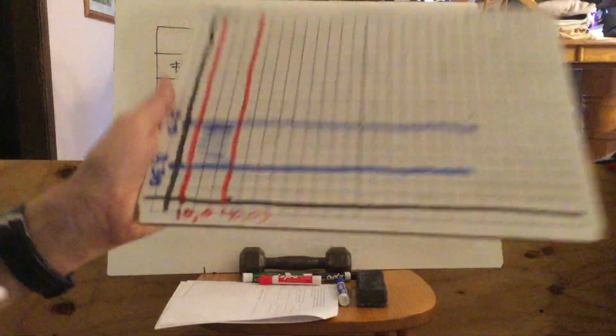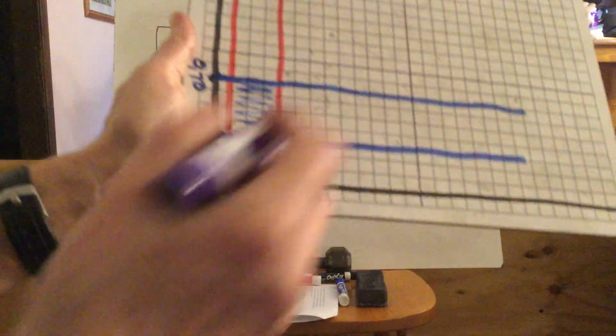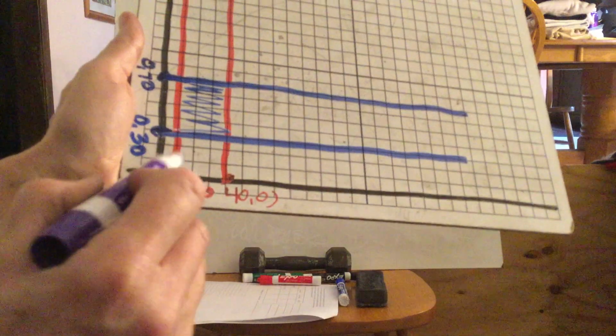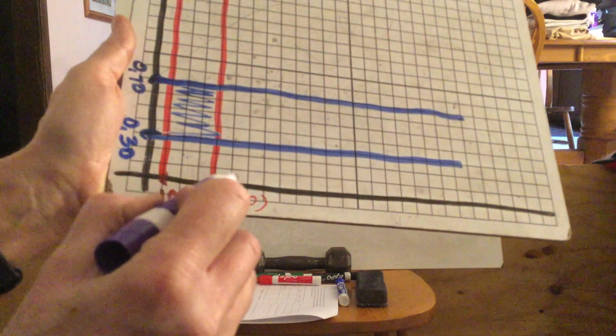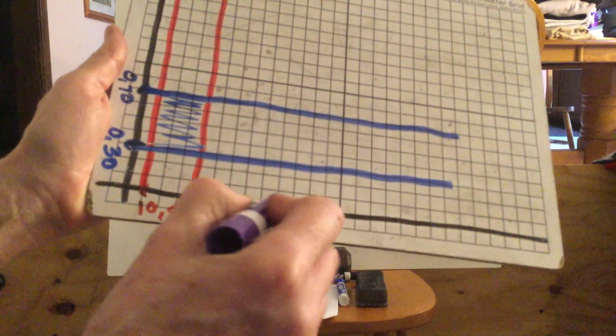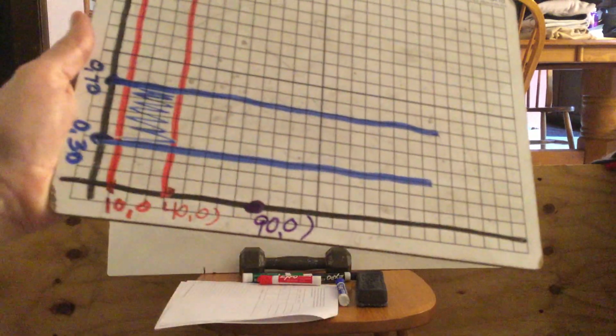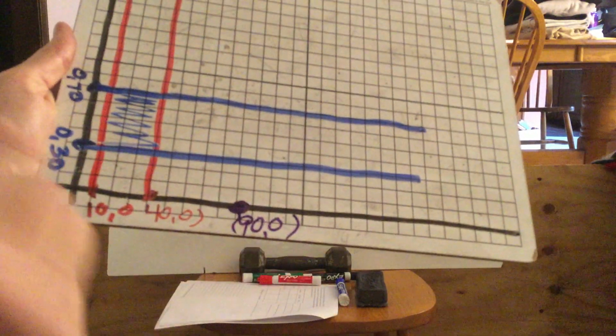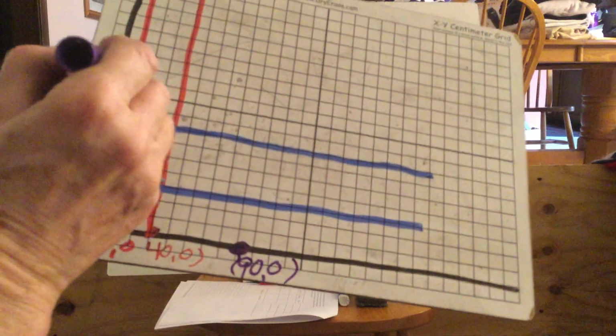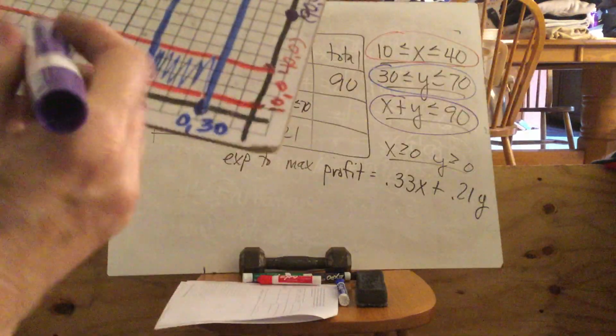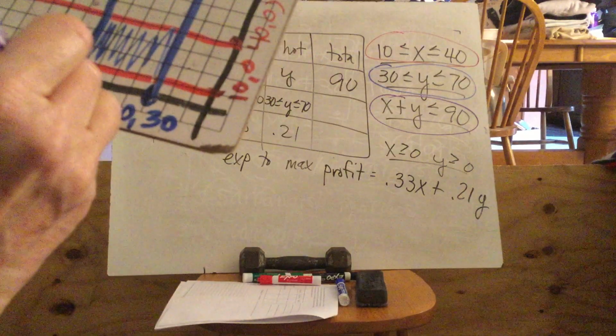So I'm going to go back to my graph. And I'm going to put a purple dot at 10, 20, 30, 40, 50, 60, 70, 80, 90. There's the point 90, comma 0. And then 70, 90 would be right here. 0, comma 90.